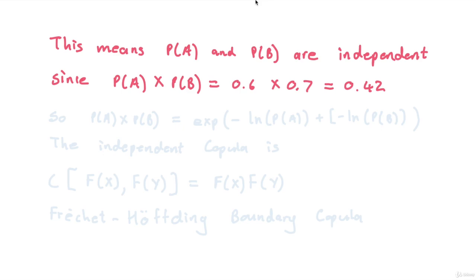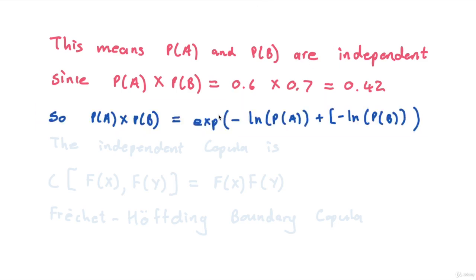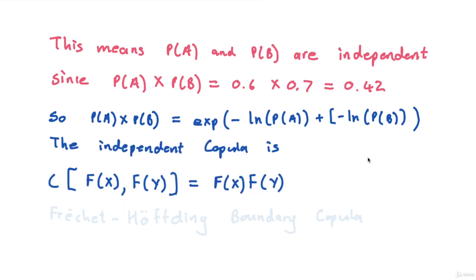This is something that we learned from statistics back in maybe first and second year: if A and B are independent, you simply multiply the two probabilities together to get the probability of them both occurring. And we see that this is a special type of copula, known as the independent copula. This independent copula is given by the function C of F(x) and F(y) is equal to F(x) times F(y).